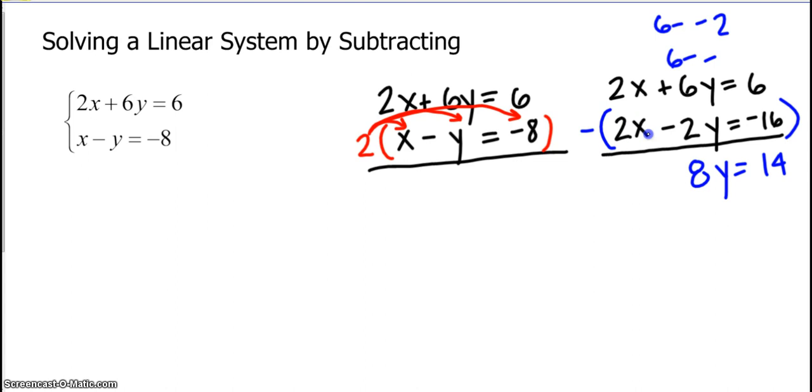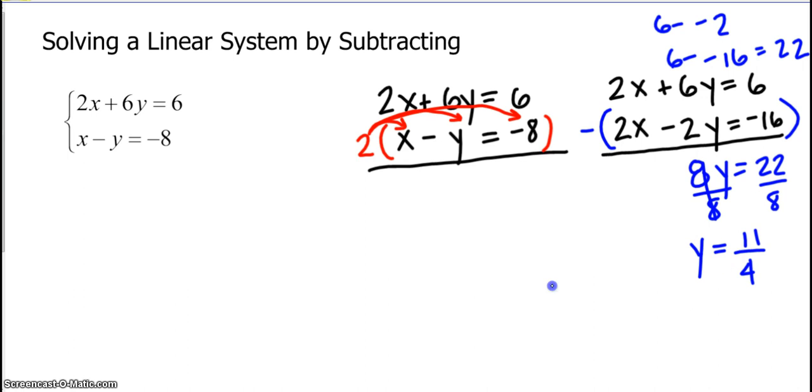2 times x is 2x. 2 times negative y is negative 2y. And 2 times negative 8 is negative 16. So when I subtract these two equations, 6 minus negative 16 would be 22. I'm going to divide both sides by 8. I'm going to reduce my fraction to become 11 over 4.